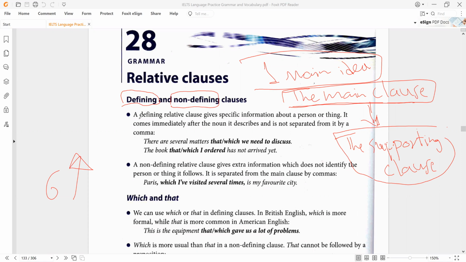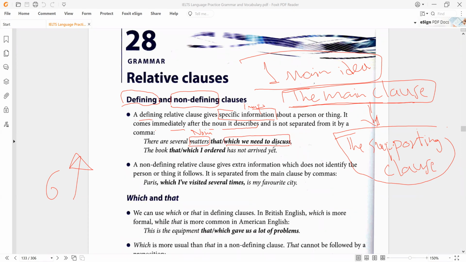A defining relative clause gives specific information about a person or a thing. Specific means important. It comes immediately after the noun it describes. So if I have a noun, a person, name, whatever, we have this clause after it. For example, if I say, there are several matters. This is the noun. Which we need to discuss.